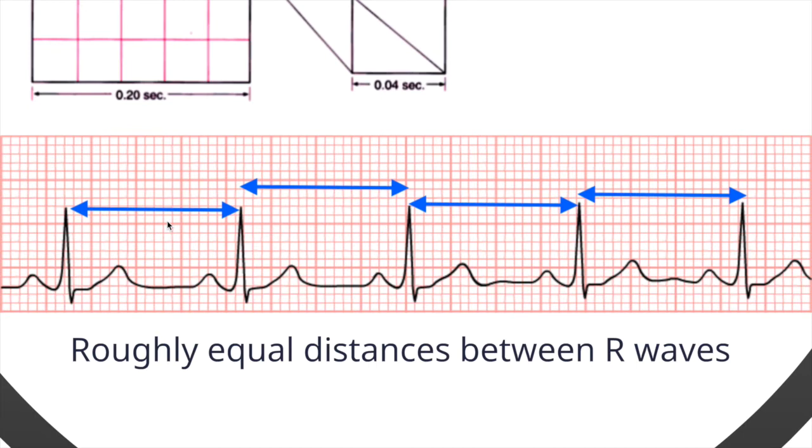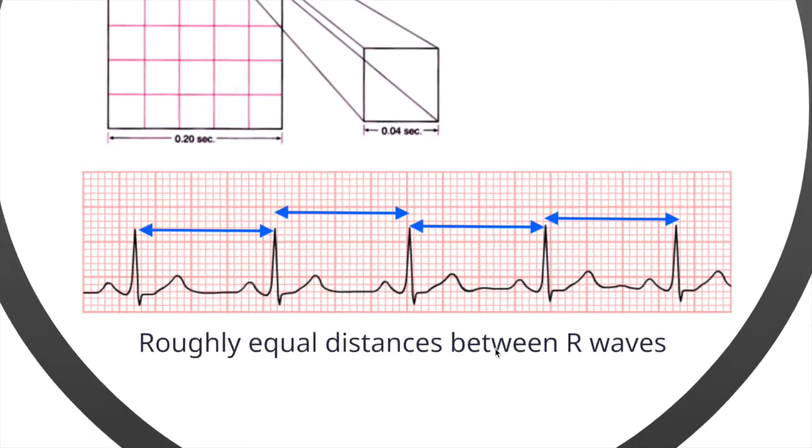Irregularly irregular rhythms have absolutely no pattern. It's totally bonkers, they're all over the place. So if you're thinking irregularly irregular, you've already got something very solid it's pointing towards. It's usually AF, which means atrial fibrillation.